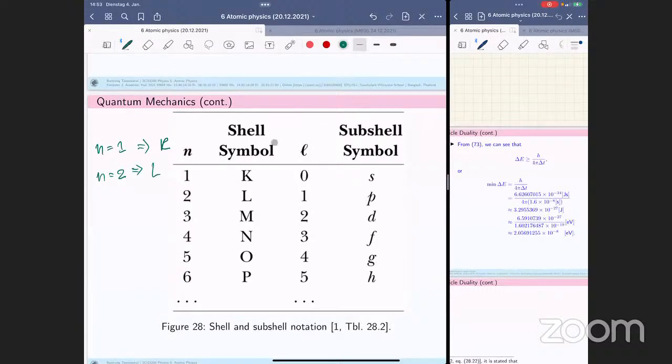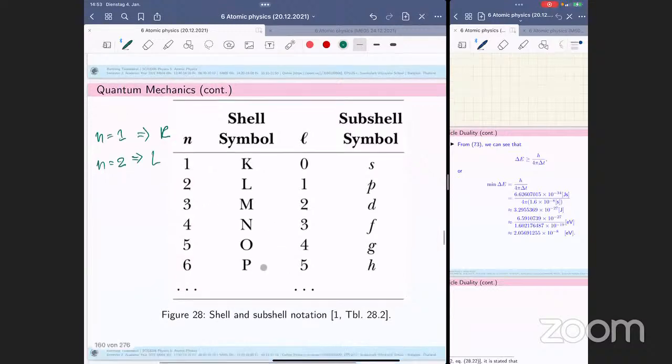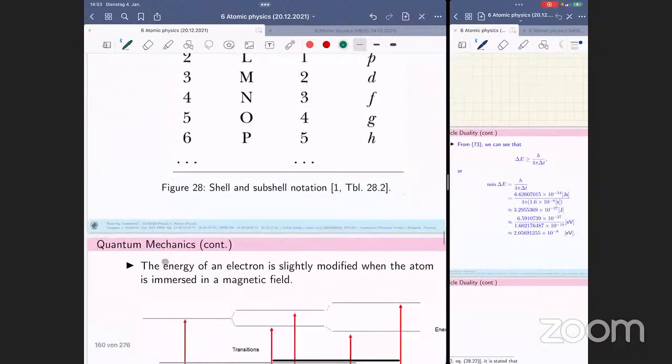But the shell symbol, the capital, the main one, the main quantum number, is denoted by the capital letters like this: K, L, M, N, O, P, okay? Once you see P, it means n equals 6, and further. But these are the first 6 symbols that you mostly see in the convention of electron orbits.